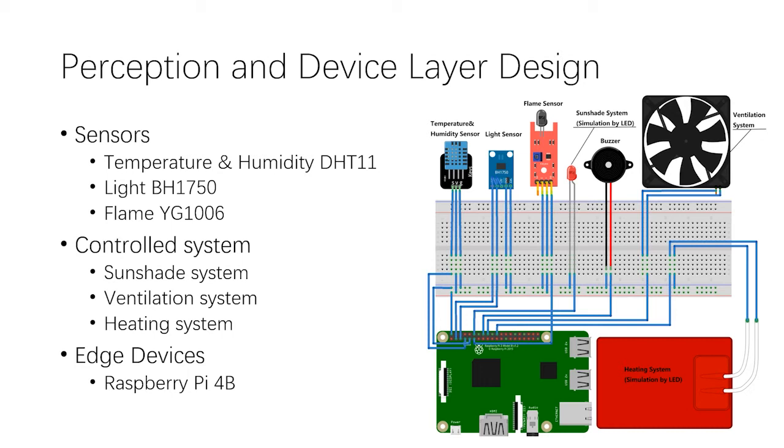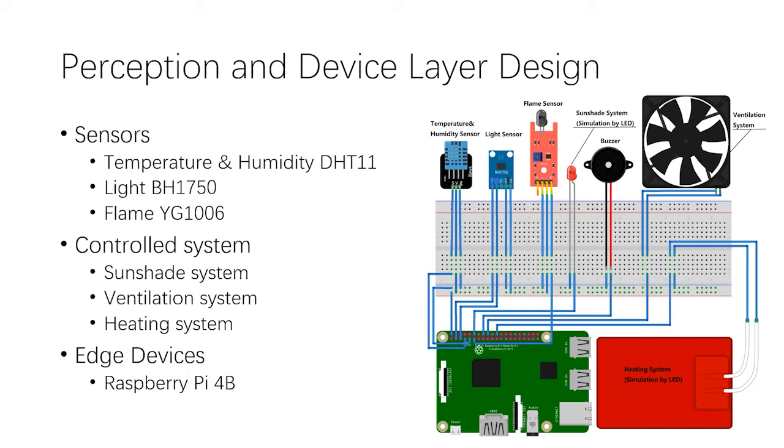And the sensors, we use the DHT11 as our temperature humidity sensor, and we use the BH1750 as our light sensor, and we use the YG1006 as our flame sensor. So all the sensors are linked to our edge devices, the Raspberry Pi model 4B.